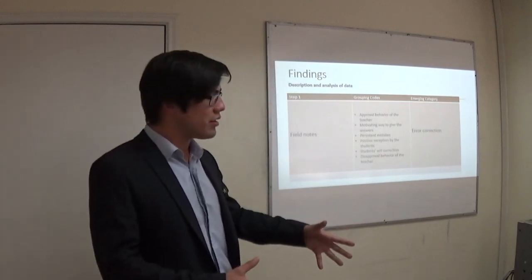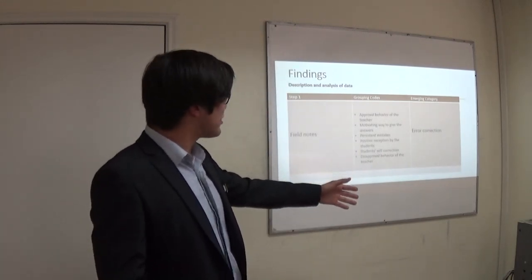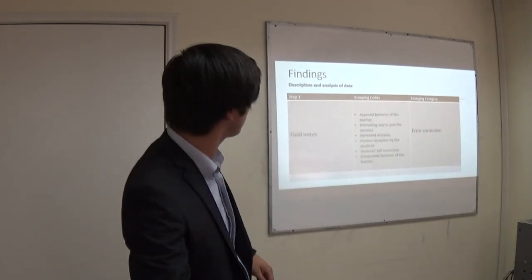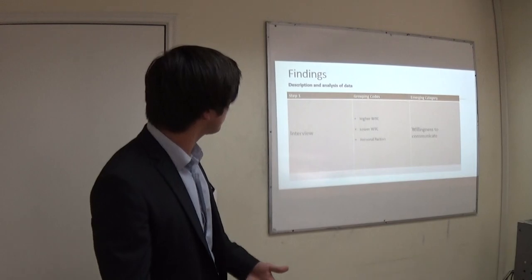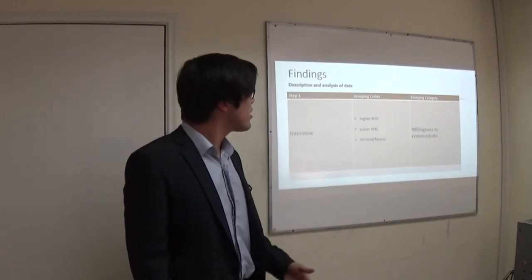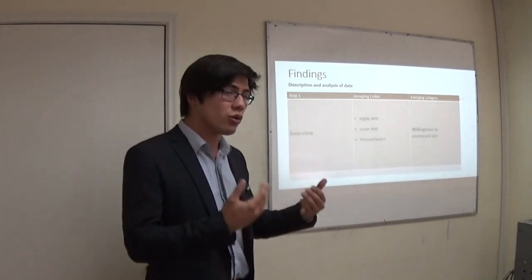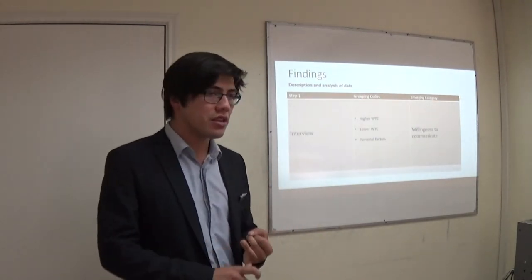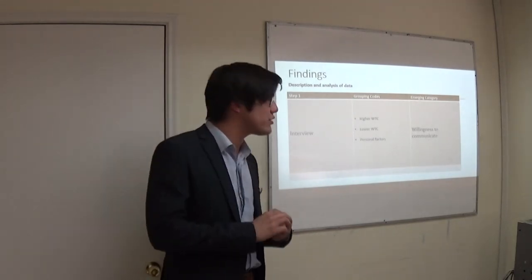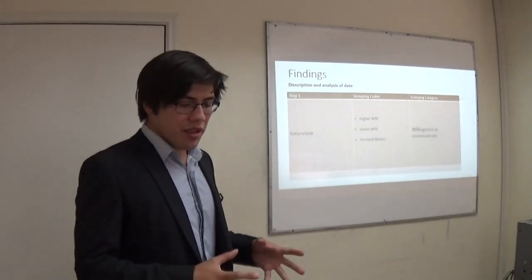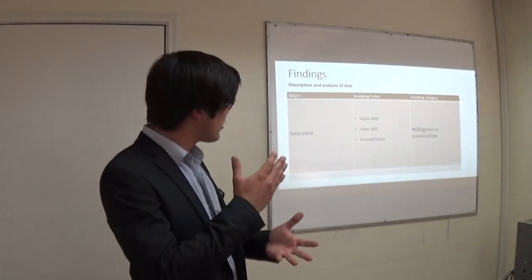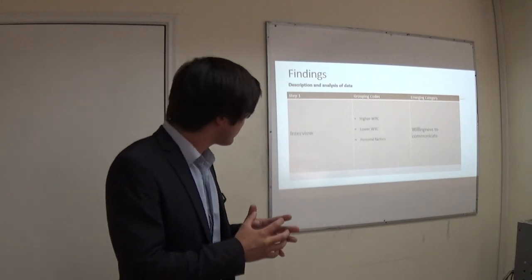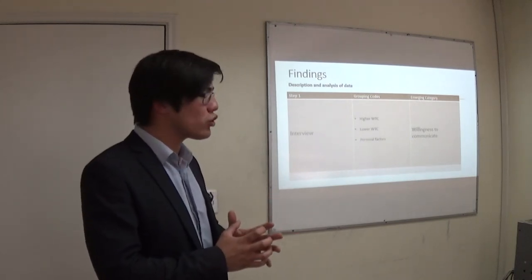So in this case, the error correction is related to the application of the field notes. And then the same process was applied with the interview, in which the grouping codes that arose from the information gathered in the interview are higher WTC, lower WTC, and the personal factors that affected during the class regarding the teacher's error correction. And the emerging category from this matrix is the willingness to communicate.